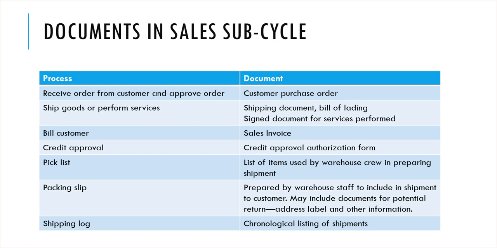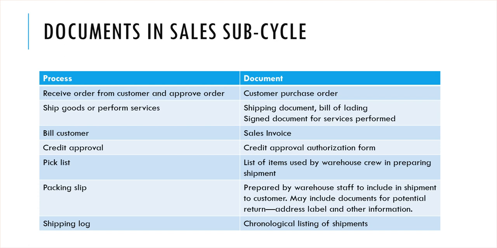So here are the documents you're going to see then. You're going to see that customer purchase order. You are going to see the bill of lading. You're going to create a sales invoice. The credit approval with us is going to be happening earlier on, so there's not an authorization form that's actually going to be included. Another thing that happens that isn't showing up here is a pick list.